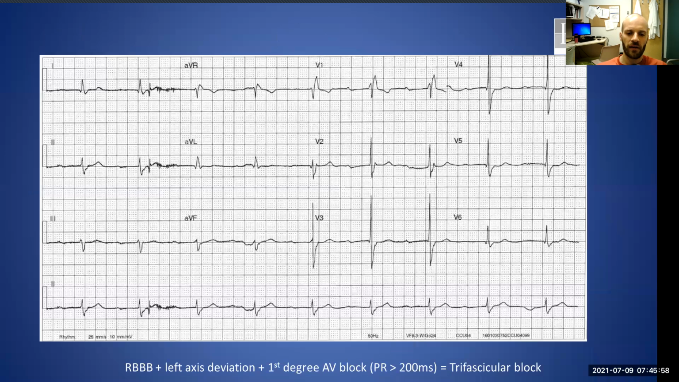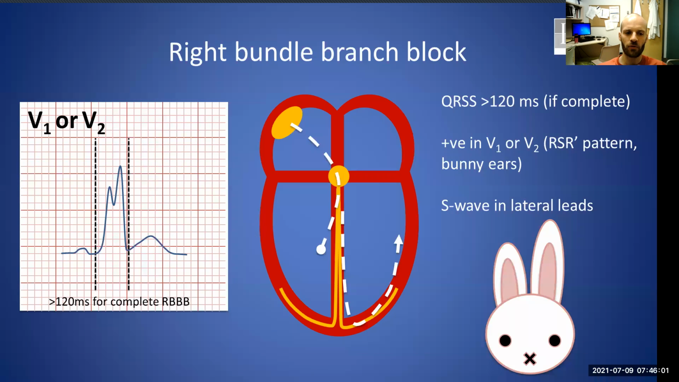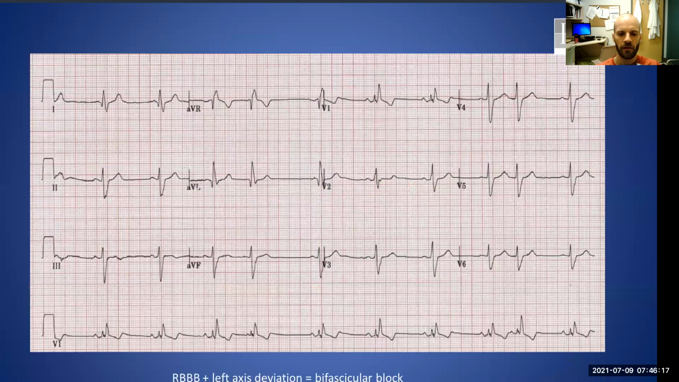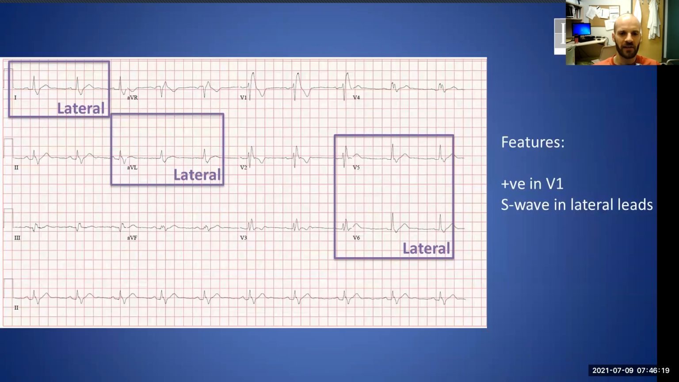So if you're looking at our right bundle branch block with our positive RSR prime pattern in lead V1 or lead V2, it should be more than 120 milliseconds for a complete bundle branch block. If it's just a right bundle pattern, then that's all you're going to see. You've got a right bundle pattern, but our PR interval is normal, and our axis is normal here as well. So positive in 1, pretty much isoelectric in AVF, normal axis. That's what a normal right bundle branch block looks like.